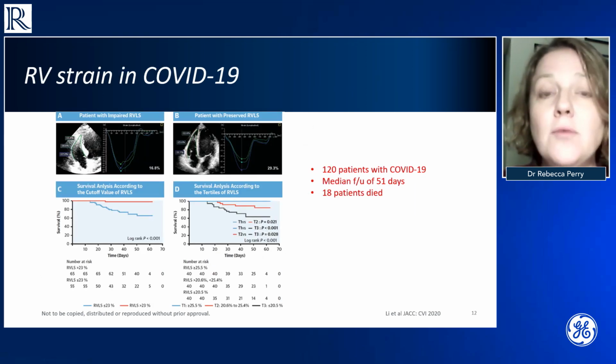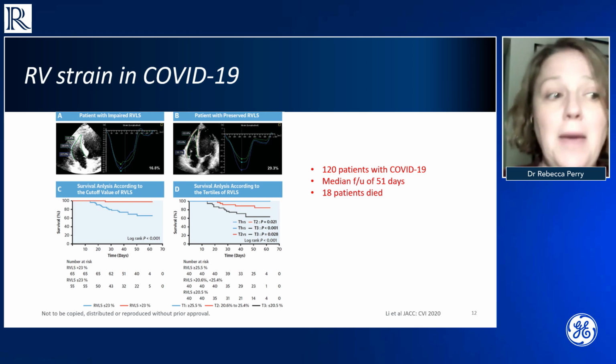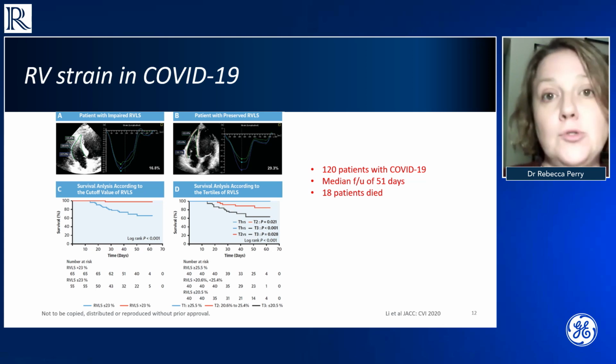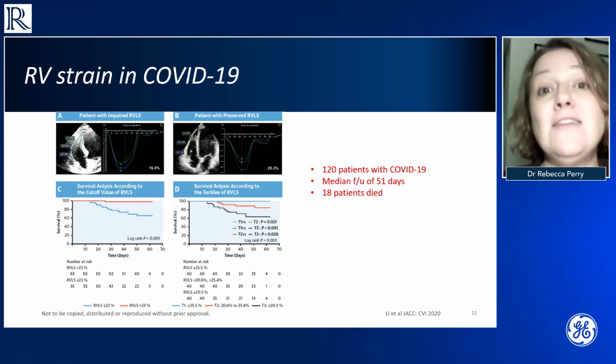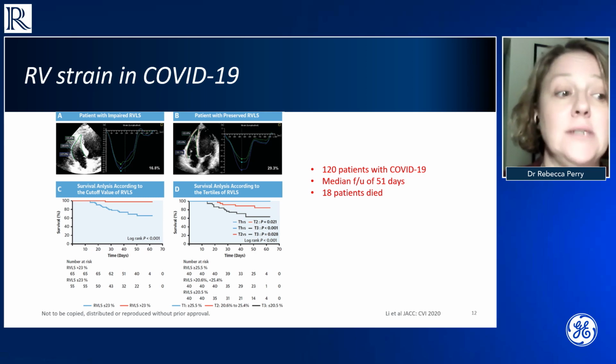So the last study that I want to show you is really timely because it's looking at right ventricular strain in patients with COVID-19. This is a study of 120 patients with COVID-19 with a median follow-up of 51 days. In this time, 18 patients died.